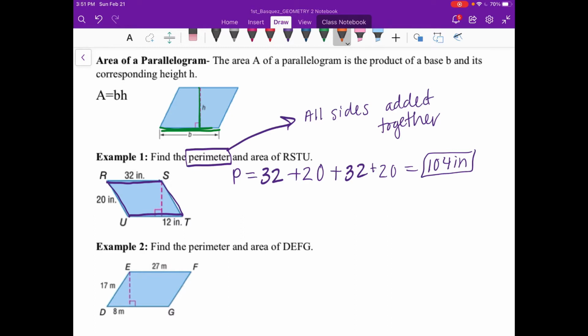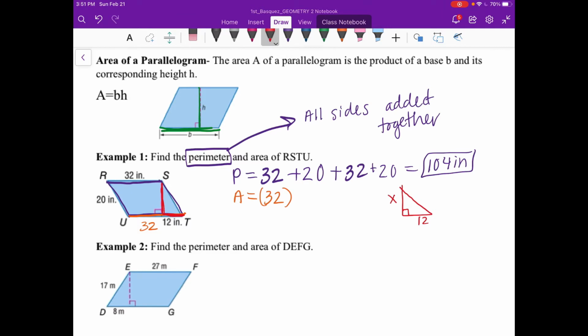Now, for my area, I actually have to do a little bit more work because remember, the area is the base times the height. Well, the base is the same, it's going to be 32. But the height, we don't know the height in this case. We need to figure out what this height is. So I'm going to draw my little triangle off to the side here. And I know that this part is 12. They're giving me enough information to build my triangle.